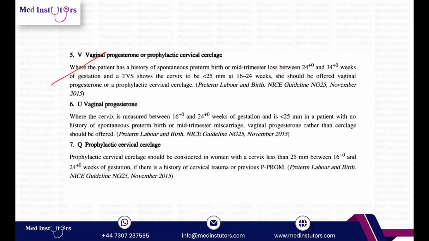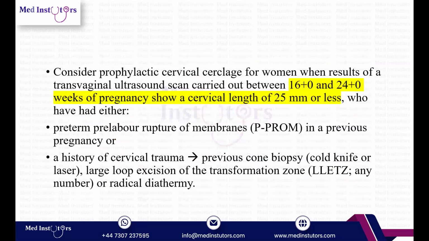Yeah, so this is consider vaginal progesterone when it is between 16 to 24 weeks of gestation. She is less than 25 millimeters, however she has no history of spontaneous preterm birth or mid-trimester miscarriage. Because if she did have a history, she would have come into this category, right? Then next is any women. So this is what I wanted to tell you all.